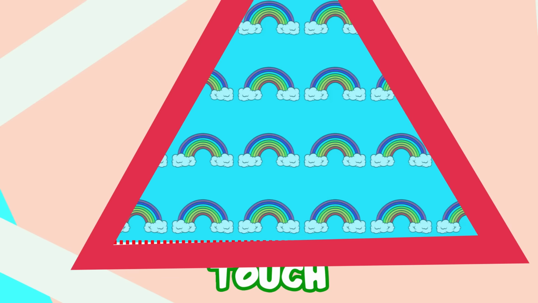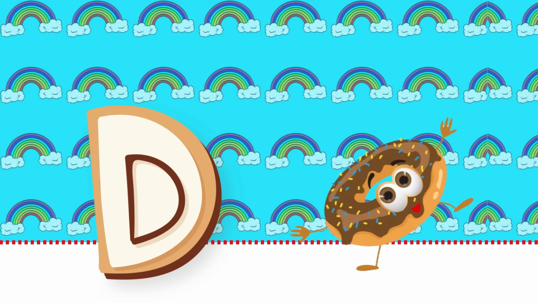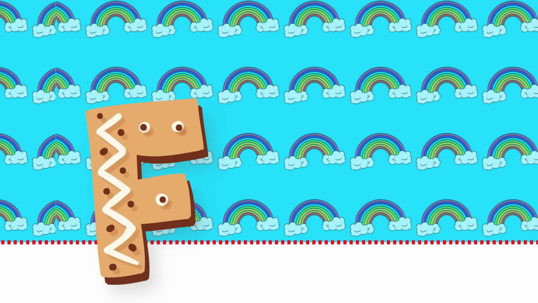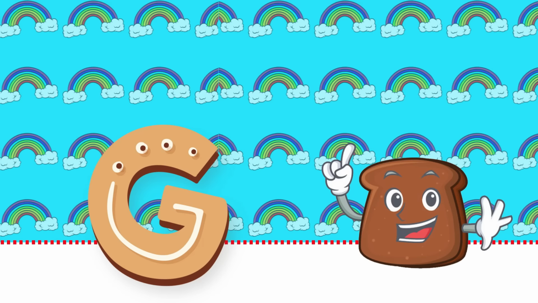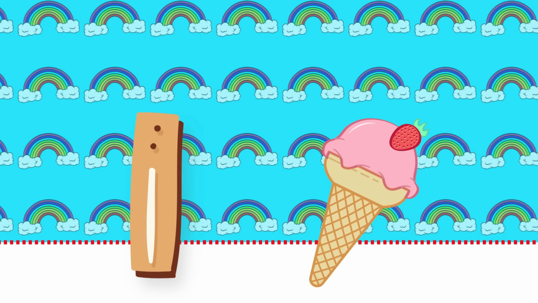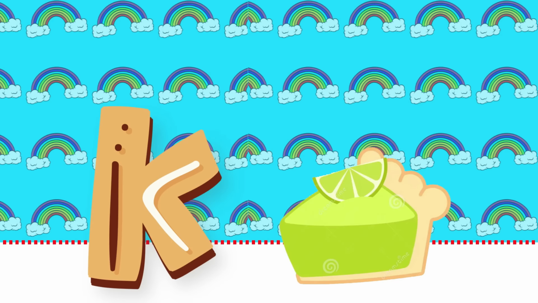A is for almond joy. B is for burger. C is for chocolate. D is for donuts. E is for egg. F is for French fries. G is for gulab jamun. H is for hot dog. I is for ice cream. J is for jelly bean. K is for key lime pie. L is for lollipop.